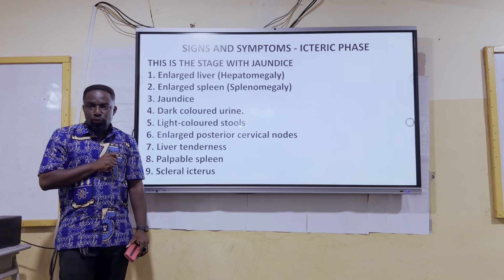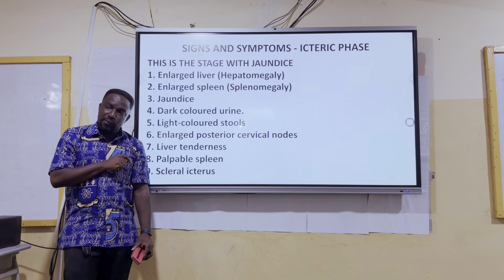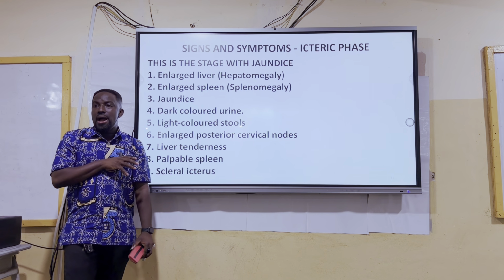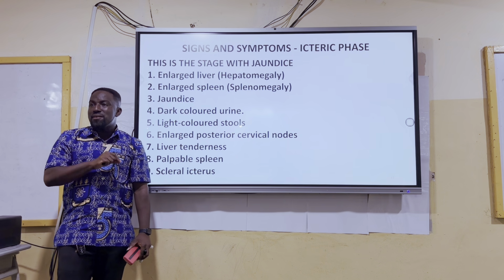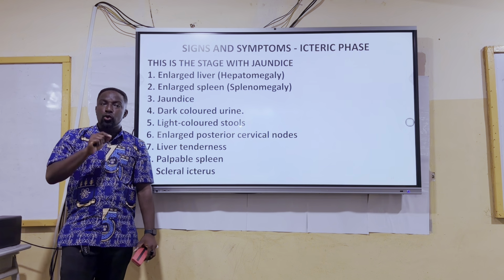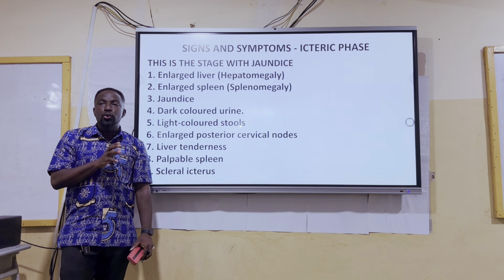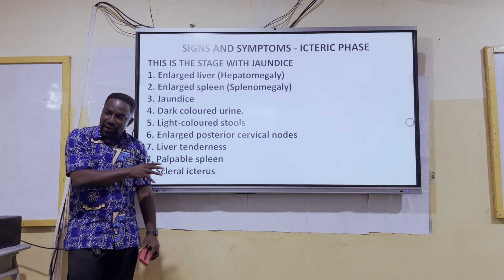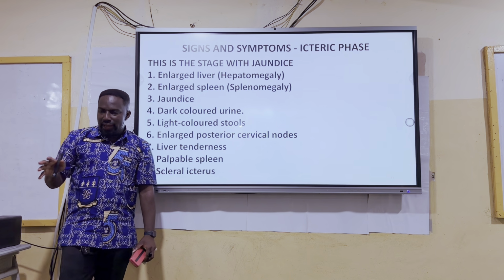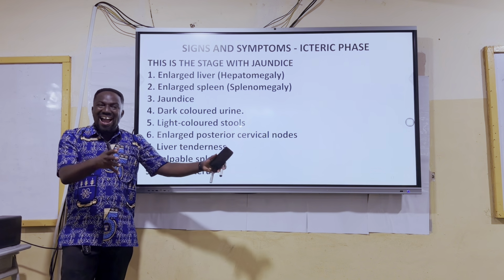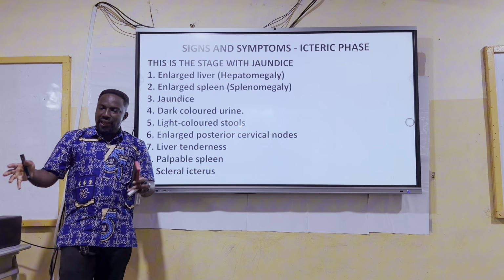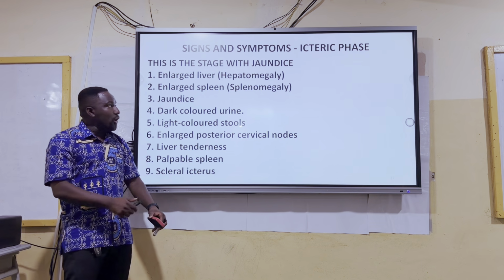So once again, in the end of semester or in any examination, if we want you to give us clinical features of hepatitis, automatically we would want you to group them under the pre-icteric phase and then the icteric phase. The pre-icteric is the prodromal phase, at the acute stage of the disease. And then the icteric phase is at the chronic stage of the disease.